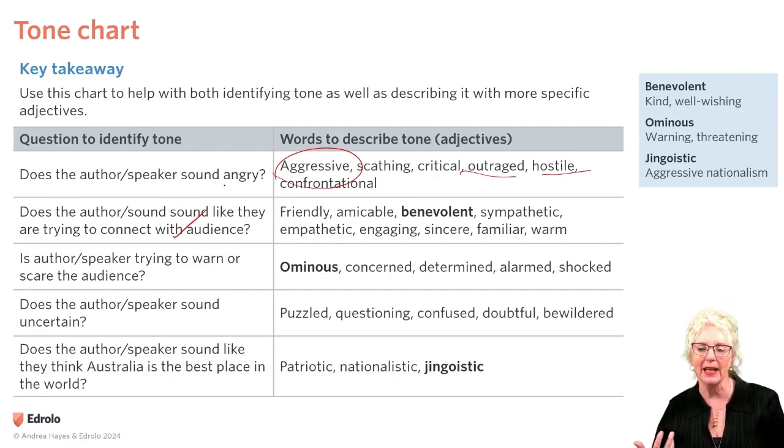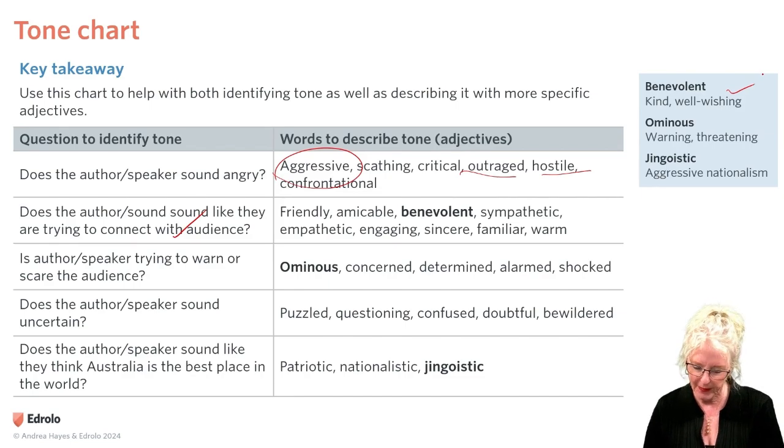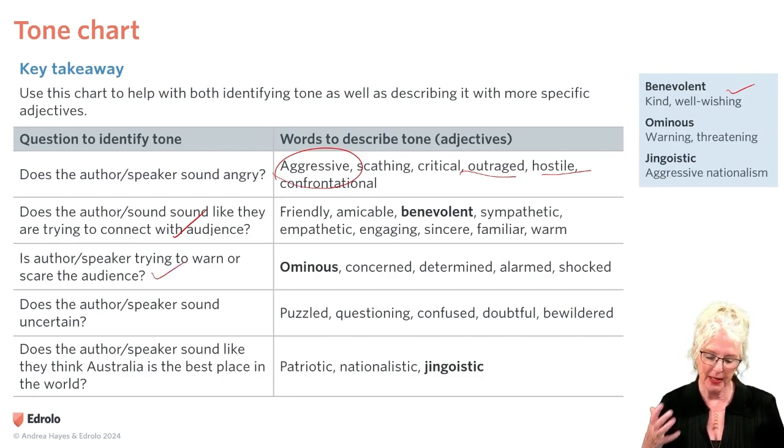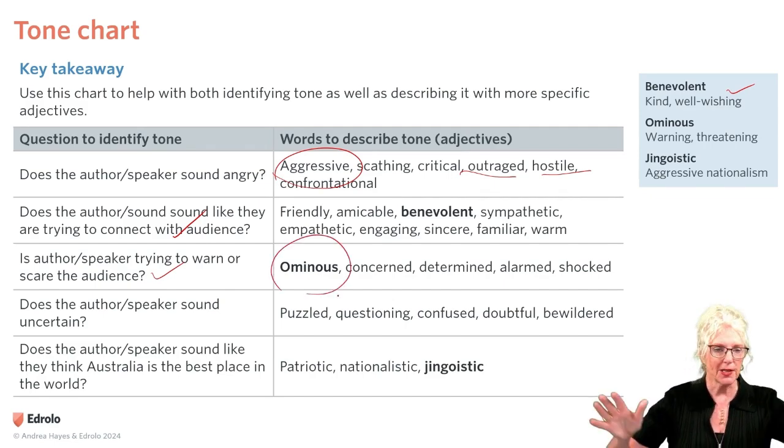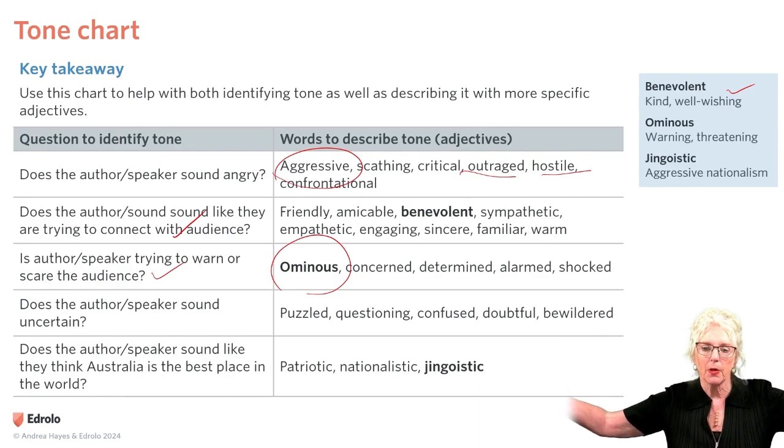Does the author sound like they're trying to connect with the audience? Are they friendly? Amicable, another word for friendly. Benevolent, kind or well-wishing. Is the author, speaker trying to warn or scare the audience? Ominous is that big warning one. Concerned, you can see that's one end of the spectrum.